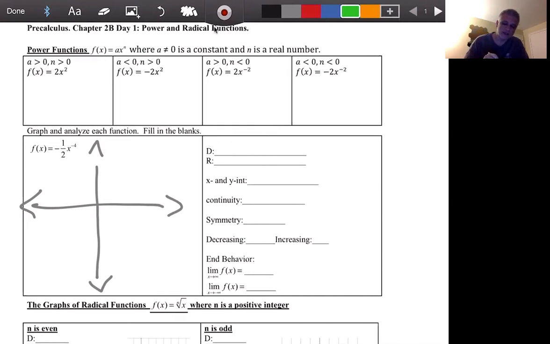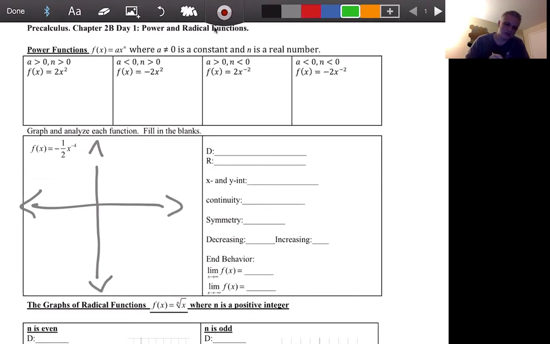Okay? Well, it says a can't be 0, obviously, because 0 times x to the power of n is just going to be y equals 0. That's just going to be the x-axis, a horizontal line. But it says a is a constant and n is a real number. So we've already looked at x to the first, which is linear, x squared, which is quadratic, x cubed, which is cubic. And we've seen maybe a little bit of x to the fourth, which is quartic. But now x can be raised to any power. So we're looking at any power functions.